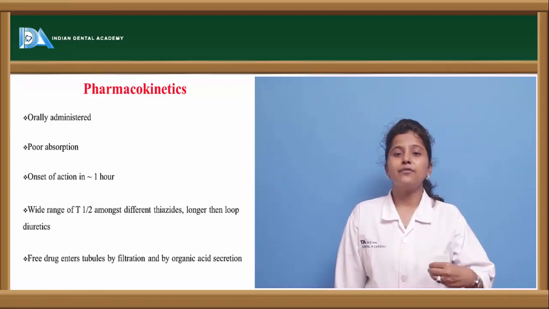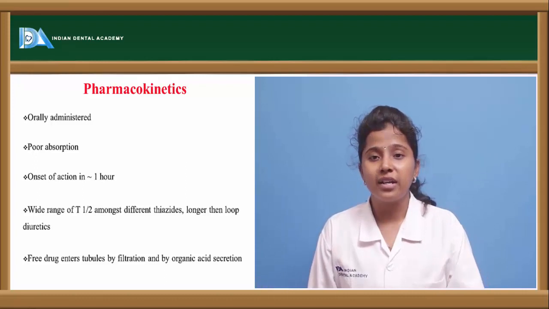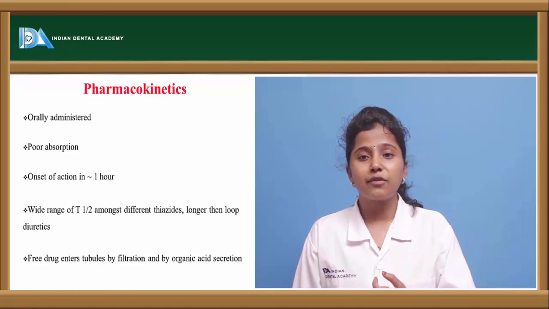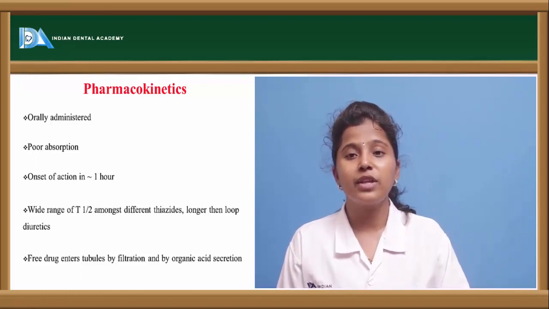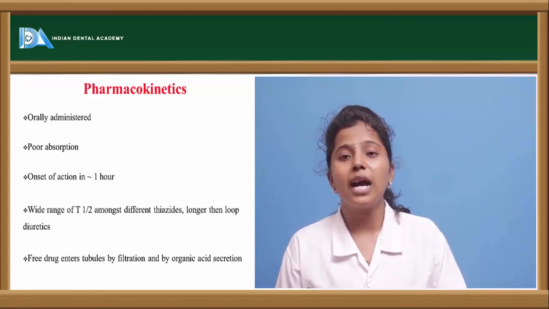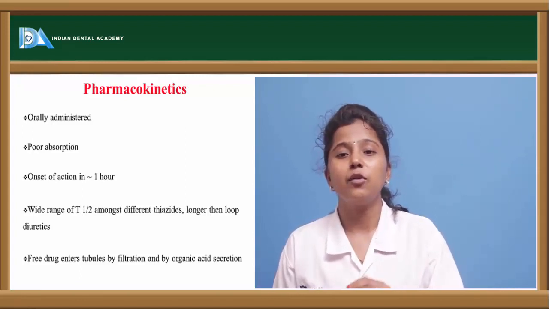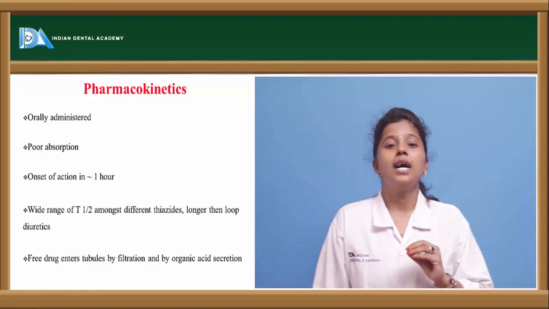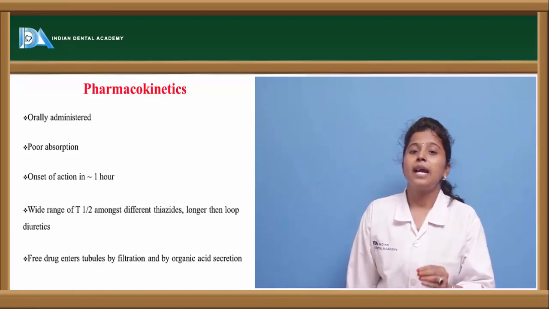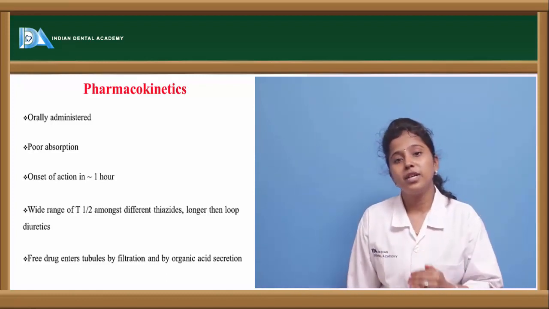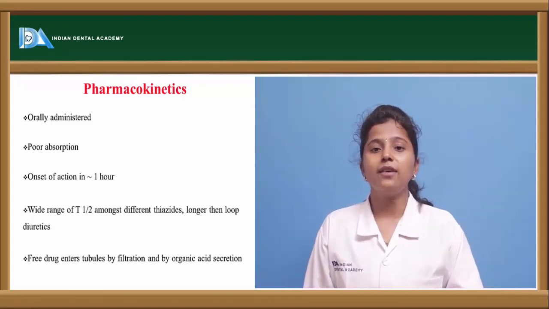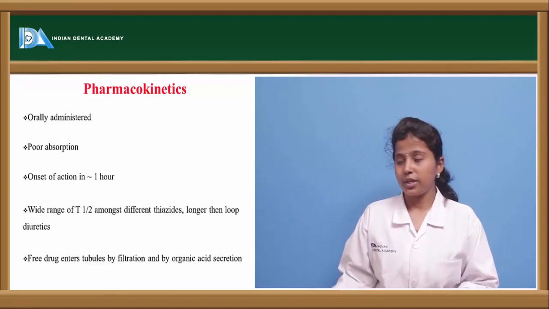And the T-half is the amount of drug which is present in the body after half time of the administration of the drug. So the T-half also is long for these drugs, and it usually differs among different thiazide drugs. But loop diuretics have longer T-half when compared to thiazide diuretics.